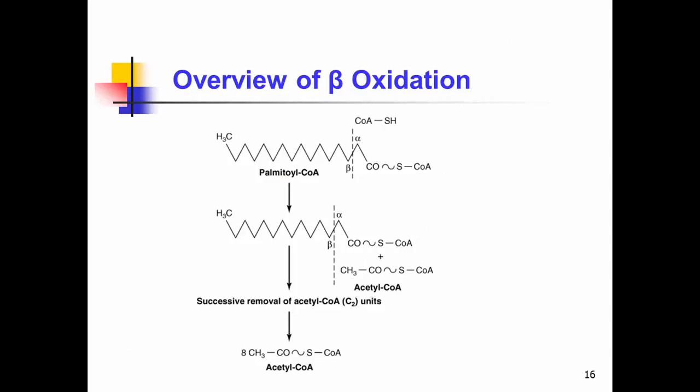Now, beta oxidation. This process occurs in the mitochondria, right? So fatty acid activation to fatty acyl-CoA occurs in the cytosol, and fatty acid oxidation occurs in the mitochondria. So there is also a transport process needed to transport fatty acyl-CoA from the cytosol into the mitochondria for oxidation. So let's talk about oxidation first.